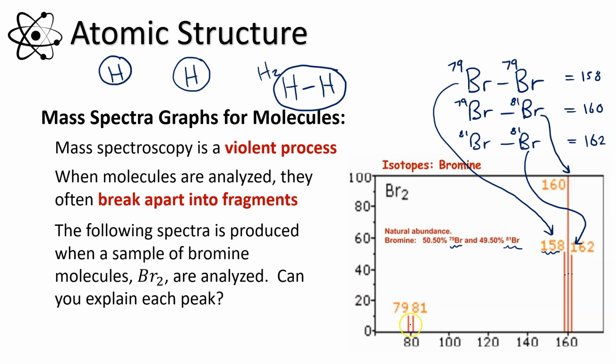There's also these much smaller peaks down here, straight at 79 and 81, and those can be explained by remembering that this is a violent process. So while I put in two bromines attached, some of them are going to be broken apart. So the 79 is just that, some individual bromine 79 atoms that were broken from the Br2 they were originally part of. Of course, the same thing for Br81.